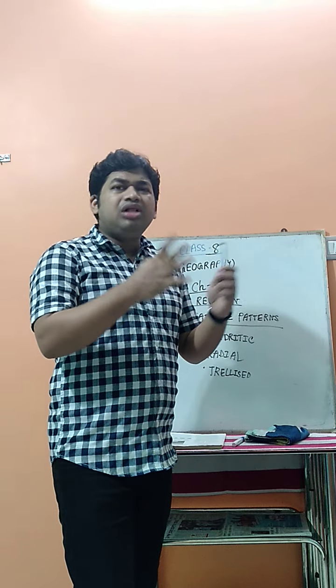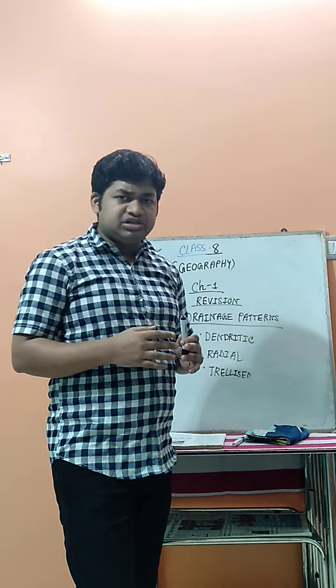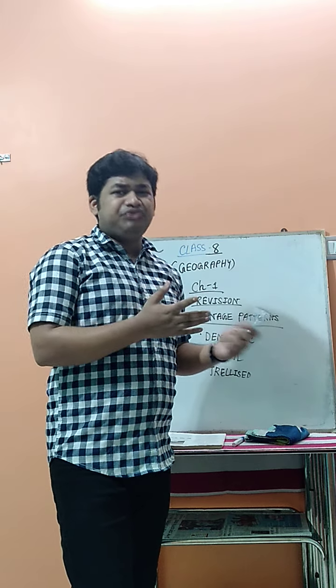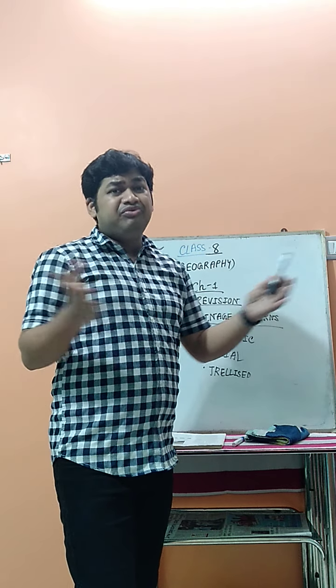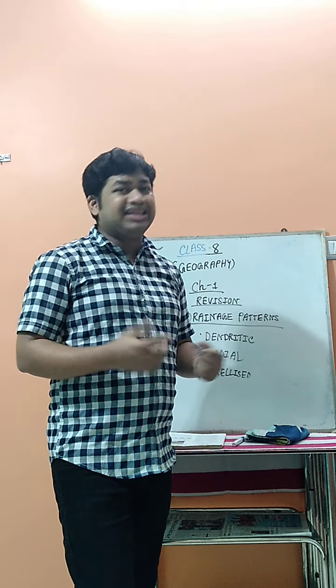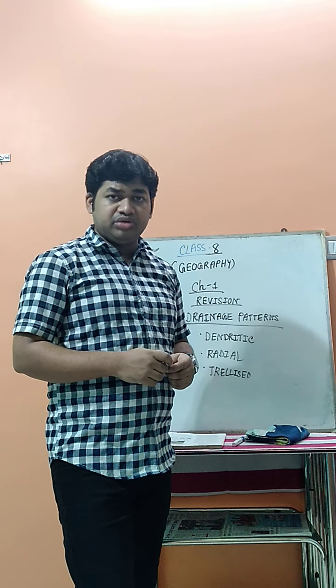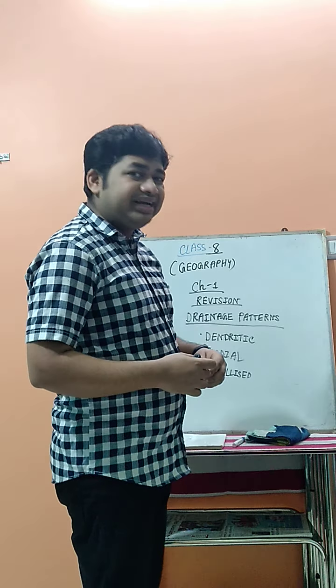All the rivers do not flow in the same direction. Some rivers have lots of distributaries, and a few rivers have only a few distributaries. Some rivers are very long or wide, but a few rivers are very small, like the Luni River, and the Ganga is a very long river, the longest river in India. Today I will discuss the different types of drainage patterns.